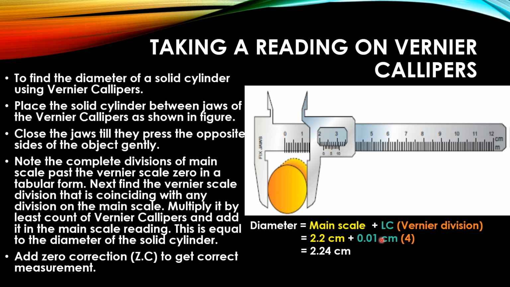Multiply that 4 with the least count, which is 0.01 centimeter. Then add the main scale reading and the vernier scale reading. It's now 2.24 centimeter. And in the next step, add zero correction to get the correct measurement. That is how the correct diameter of the solid cylinder can be measured.